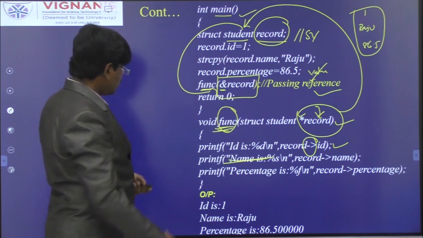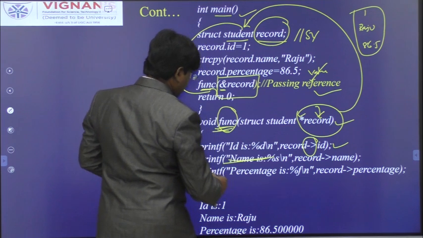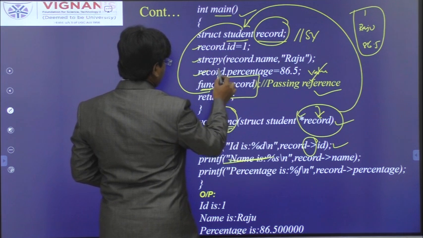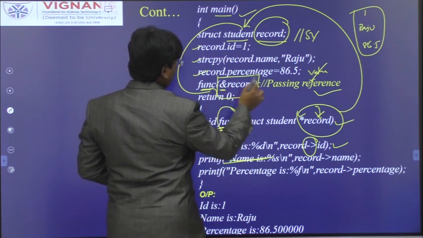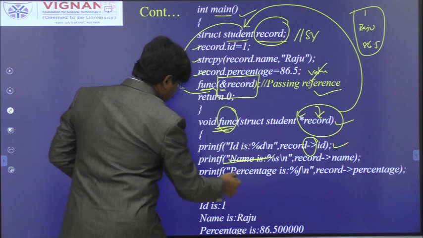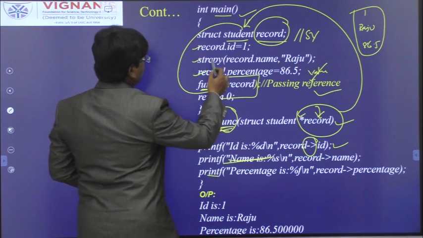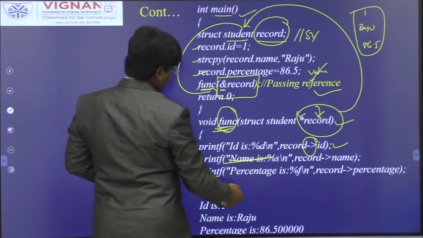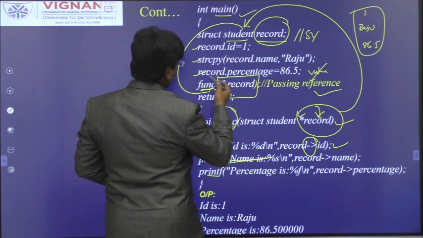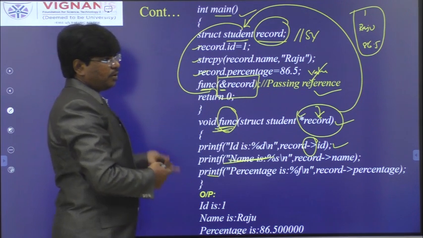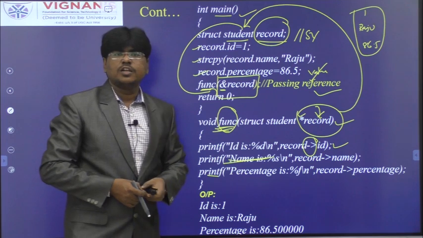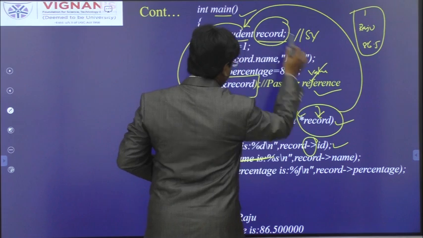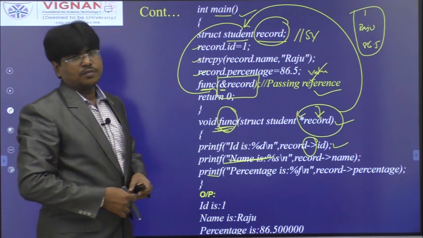In this statement, again, if you do the same three statements, record dot id, record dot strcpy, record dot name, record dot percentage. For example, in the same way, after this statement I have written another three statements: record dot id equal to 2, strcpy record dot name Gopi, and record dot percentage equal to 90. That will be affected in this particular main function also. Or if you want to change this student's information again, that will also be done in the FUNC function.